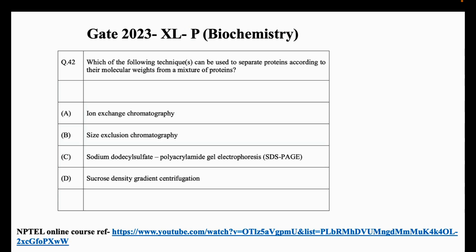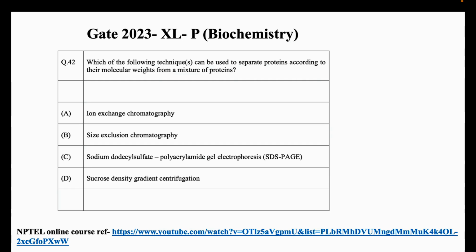Okay, this is GATE 2023 Life Sciences, question number 42. Which of the following techniques can be used to separate proteins according to their molecular weights from the mixture of protein? Options are A. Ion exchange chromatography, B. Size exclusion chromatography, C. Sodium dodecyl sulfate polyacrylamide gel electrophoresis, that is SDS page, D.